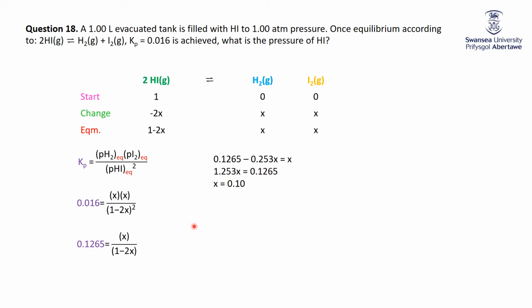Now how does that help us? Well, we asked for the equilibrium pressure of HI, which is 1 minus 2x. So thus the equilibrium pressure of HI is 1 minus 2x, x is 0.1, so it is 0.8 atmospheres.